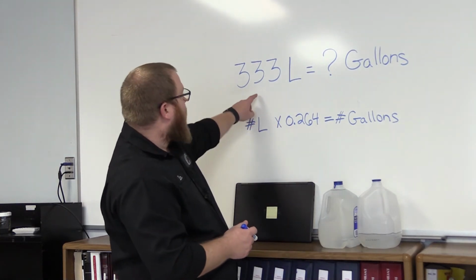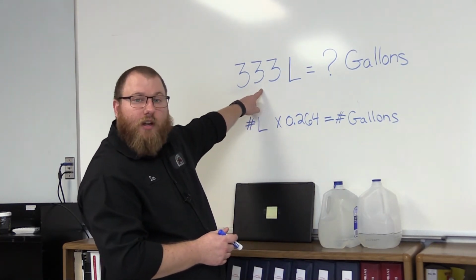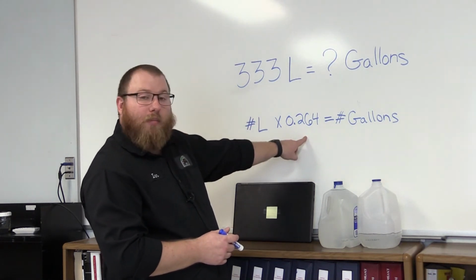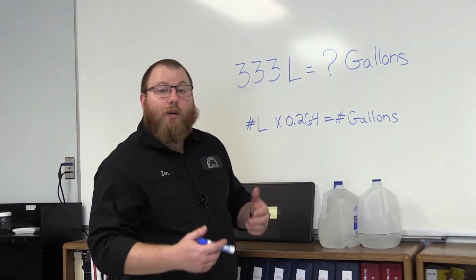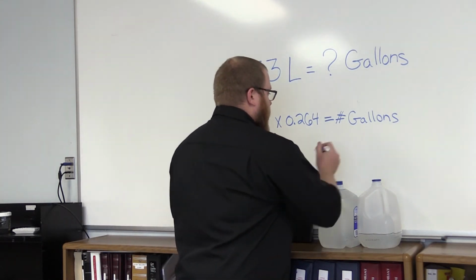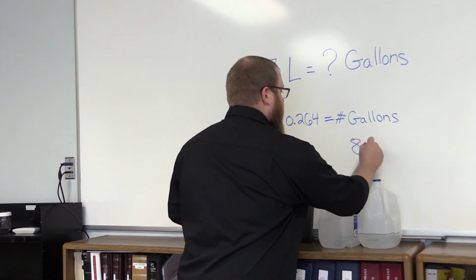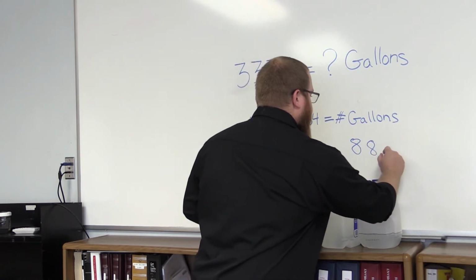So if we take our 333 liters and multiply it by 0.264, we can figure out how many gallons we have. And when you do the math out, it comes out to be 88 gallons.